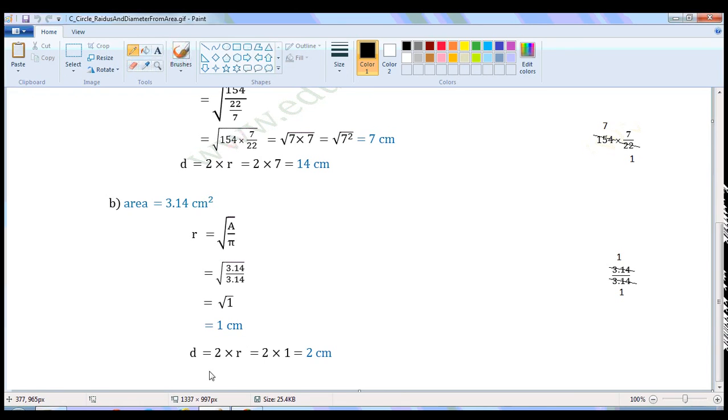Diameter is equal to 2 into radius. That is equal to 2 into 1, which is equal to 2 centimeter. The units of area are centimeter square. So units of radius will be centimeter and units of diameter will be centimeter.